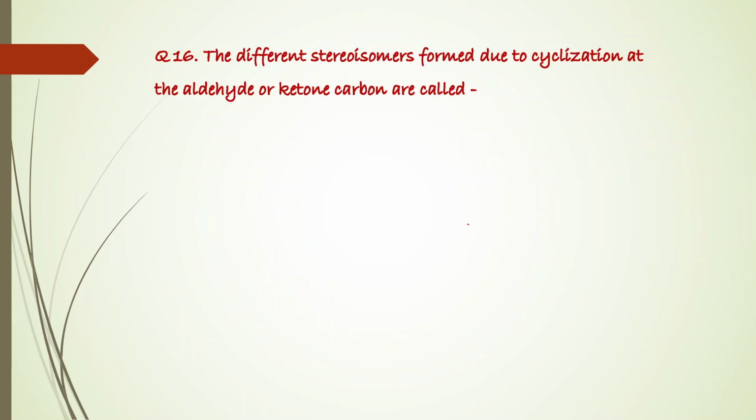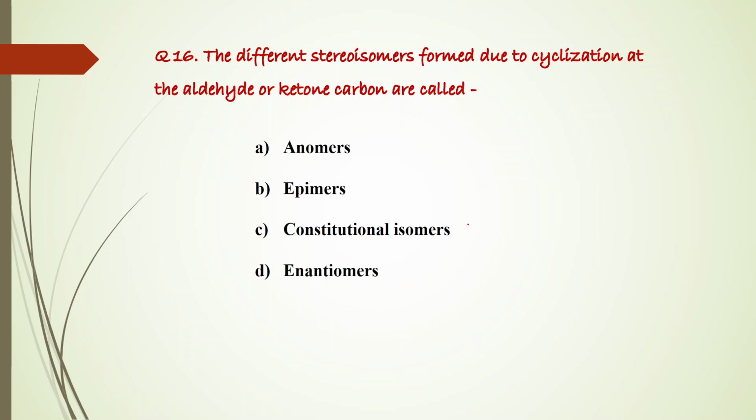Let us move to the next one. This question states: the different stereoisomers formed due to cyclization at the aldehyde or ketone carbon are called what? The different stereoisomers formed due to cyclization at the aldehyde or ketone carbon. Select your answers and then I will say.